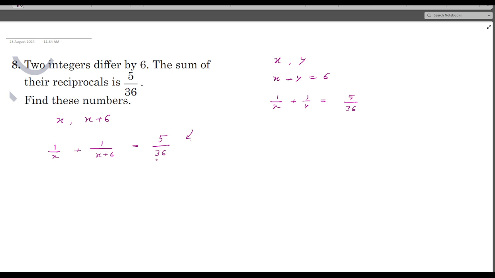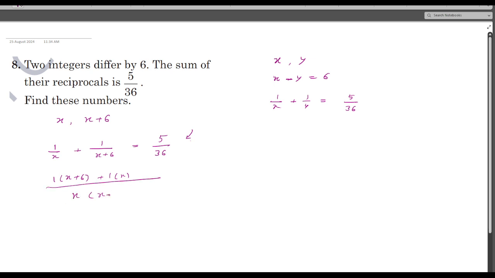Now this 1 is multiplied by x plus 6, and plus this 1 multiplied by x, divided by x multiplied by x plus 6, is equal to 5 divided by 36. So x plus 6 plus x gives you 2x plus 6, and your denominator x times x is x square, then x times 6 is plus 6x, equal to 5 divided by 36. So what we do is cross multiply over here.